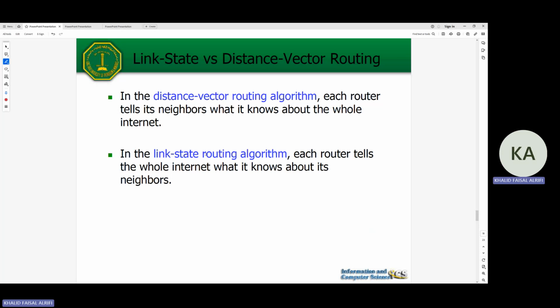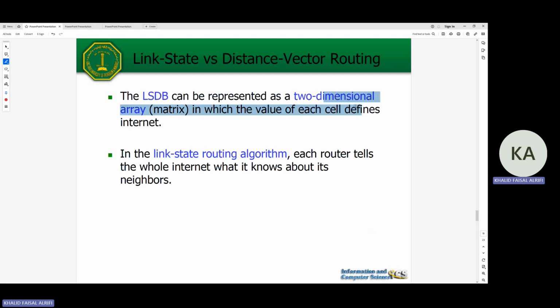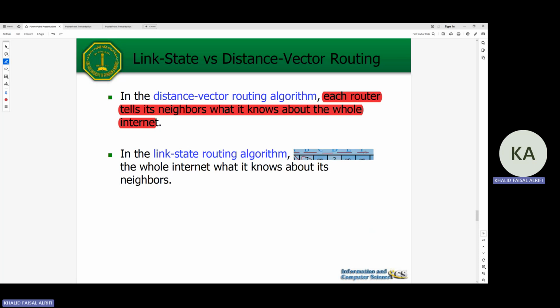So here he's giving you the difference between the distance vector and link state. In distance vector, each router tells its neighbor what it knows about the whole internet, whereas in link state, each router tells the whole internet what it knows about its neighbors. I know it's a little bit confusing, but just try to memorize it. Okay.